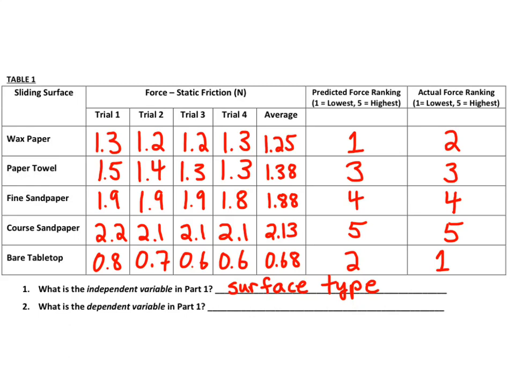Surface type is our independent variable because we changed our different surfaces, or sliding surface, if you like. And then our dependent variable would be the variable that responds to what we manipulated, and it's the thing that we don't know before we run the experiment. So in this case, that is what we're measuring, which is the static frictional force, or just static friction, which is a force, so it's measured in newtons.